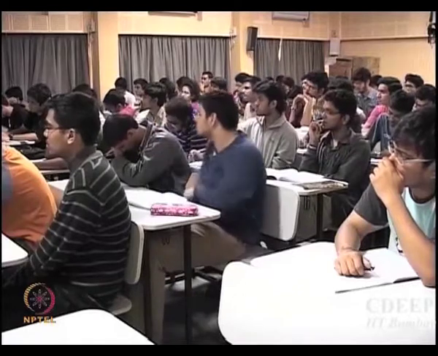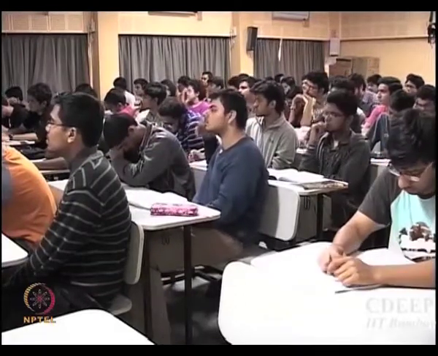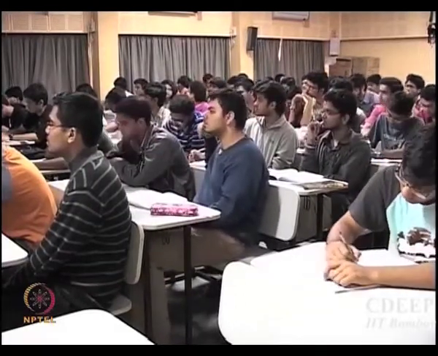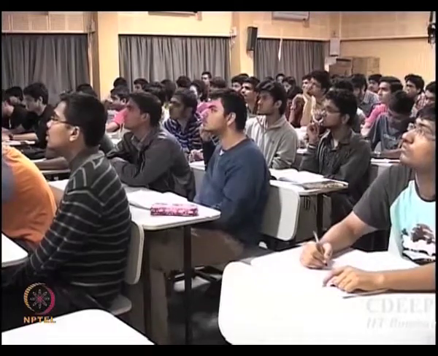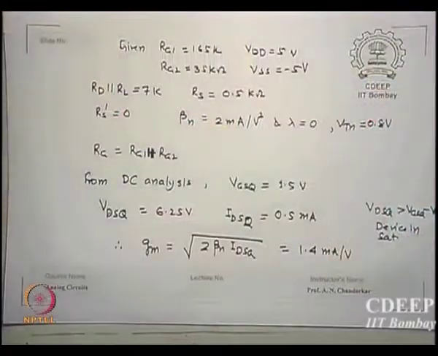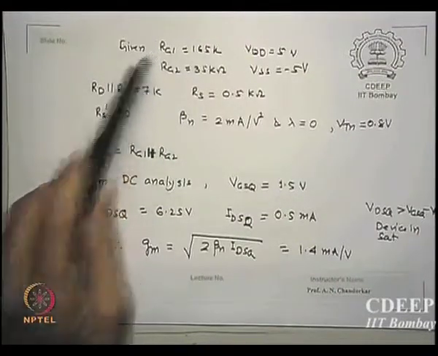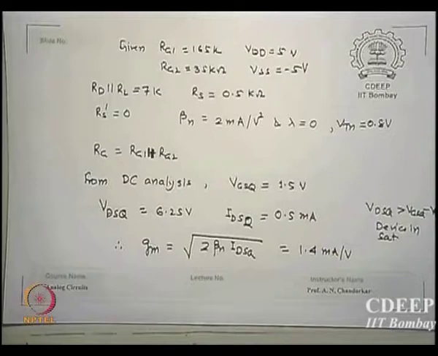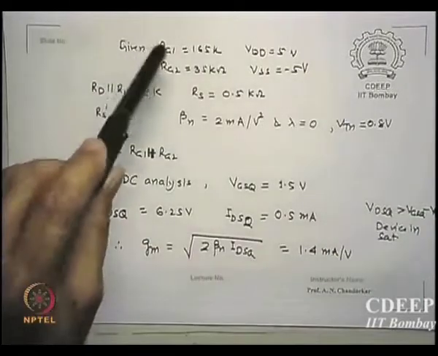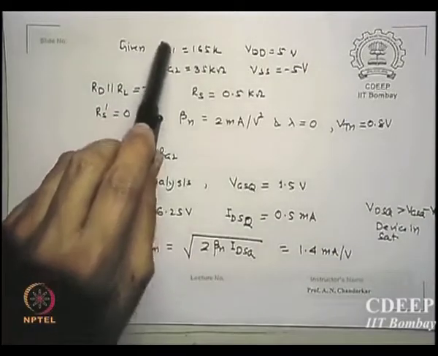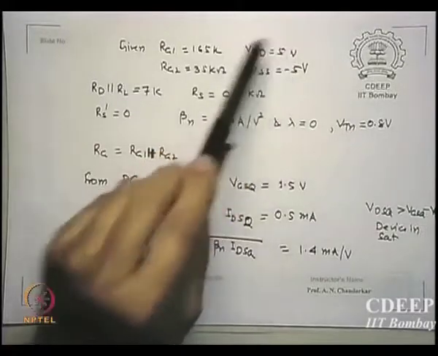So two amplifiers we saw: one is common source, the other is common source with source degeneration. Here are some quick problems. I will not solve them fully, I just want to show you how to do it. This is taken from Sedra Smith's book, so you can see the values. RG1, RG2 have been given like this, VDD is 5 volt.